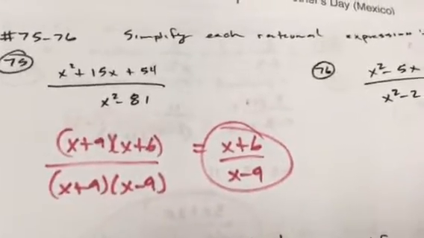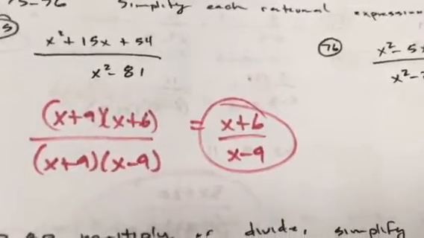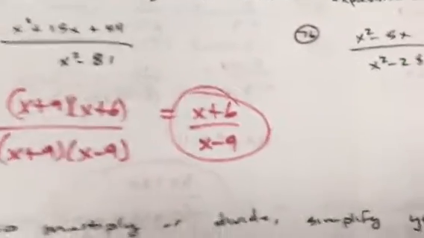Guys, factor the top, factor the bottom, and cancel the similar parts there. X plus 9s would cancel.